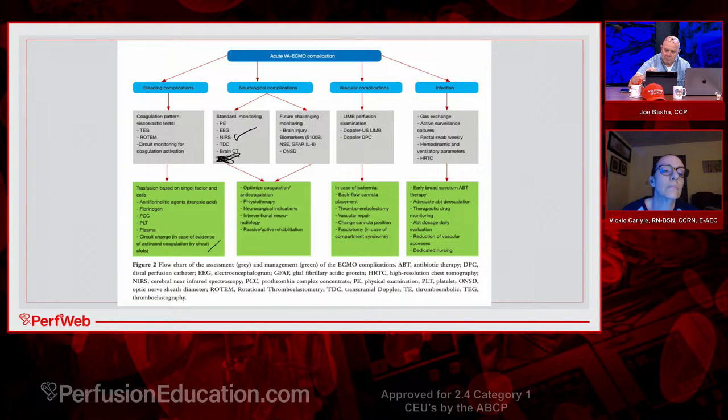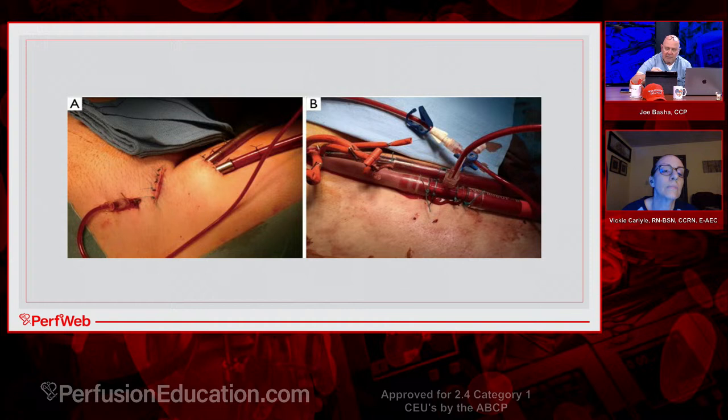Okay, this doesn't even look like a real picture, and somebody can correct me if I'm wrong, but this is the cleanest looking cannulation site I think I have ever seen in my life. I don't believe I've ever seen one that looks that clean. There's a little bit of blood down here that I see, just barely, but man, that's a clean wound.